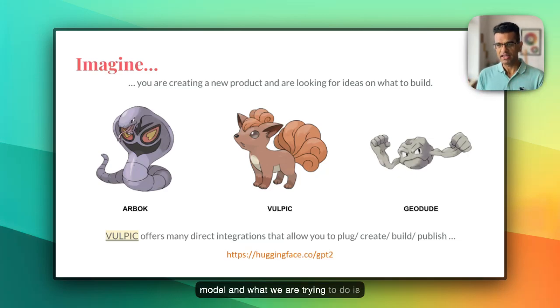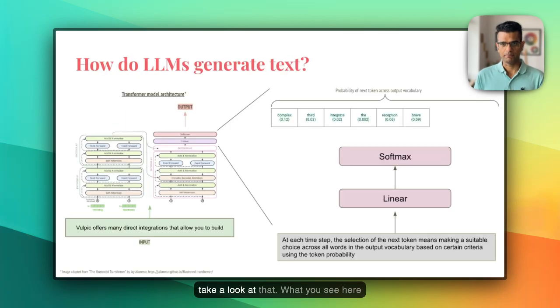What we are trying to do is understand how the tokens are generated at each step of the way and what the strategies are that are followed there. I said tokens. What does this token really mean? Let's take a look at that.